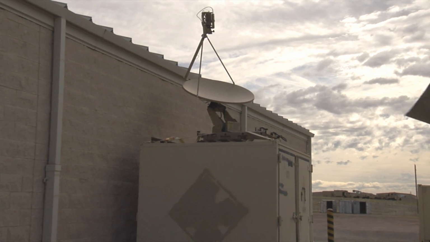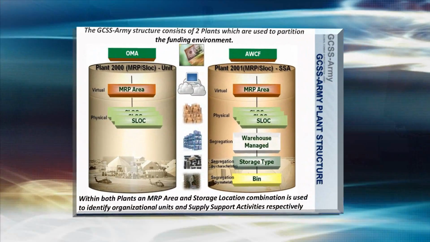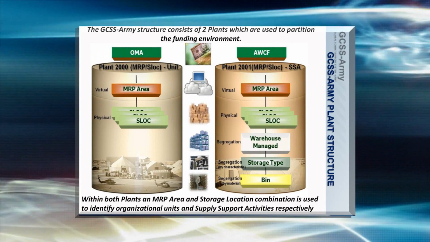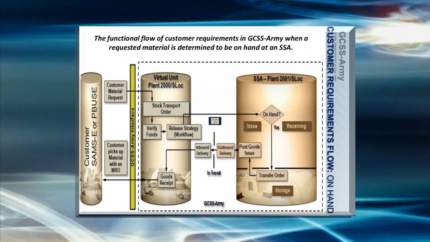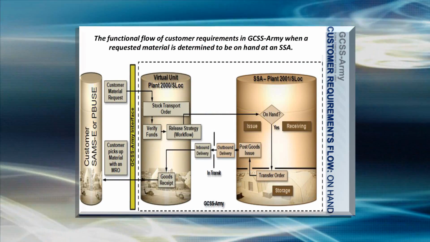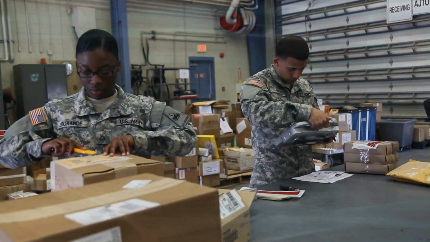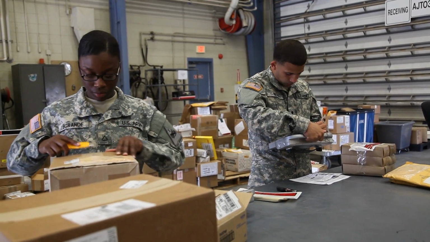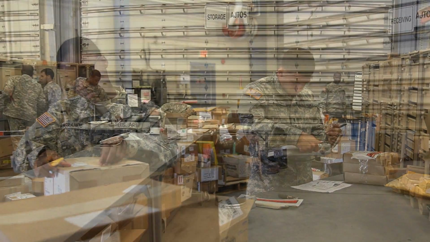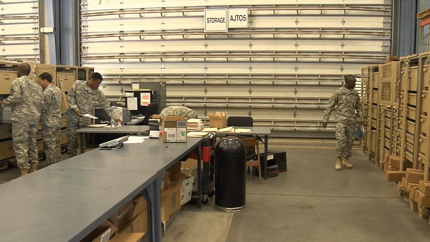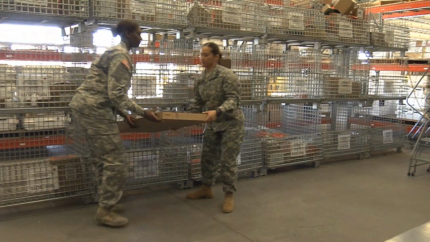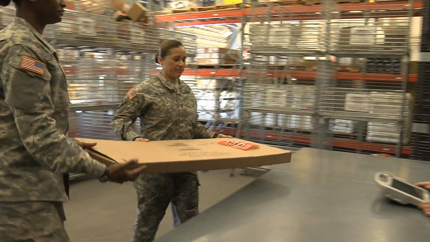The Supply Support Activity, SSA, is represented by the cylinder on the right. Plant 2001 SLOC represents the designation for an SSA. The storage location, SLOC, is a sublocation of the plant and carries a unique number that identifies the specific SSA. The SSA has three main functions. First, the receiving section, which is responsible for processing all incoming materials to the SSA. Once this is done, the storage section puts materials away in warehouse bins and also picks materials to fill customer requests. Then, the issue section is responsible for managing materials to be issued to customer units.